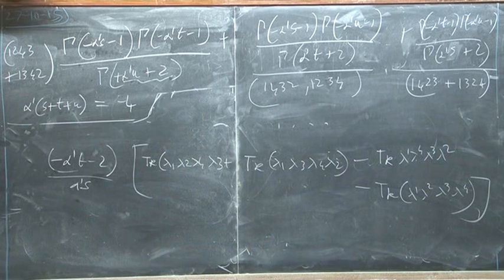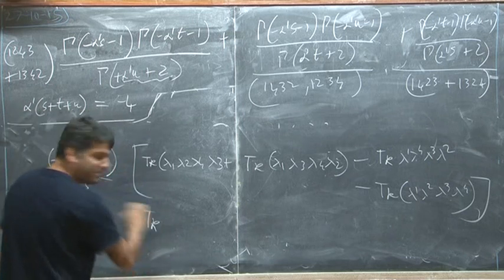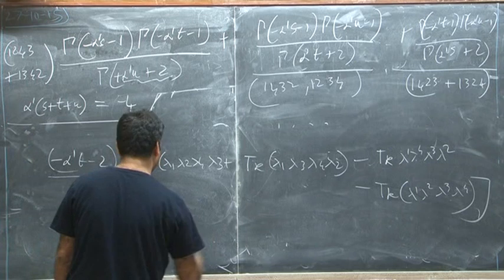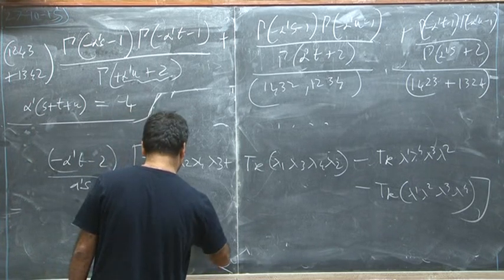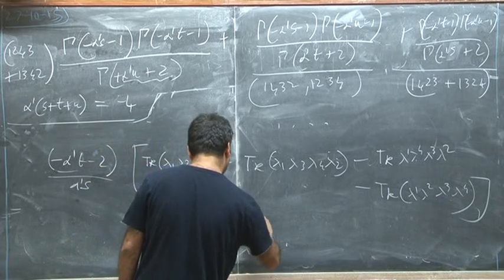Now what do you think Polchinski claims in this case? It's commutator with commutator. Exactly. According to Polchinski, this is trace of lambda 1 commutator lambda 2, lambda 3 commutator lambda 4.